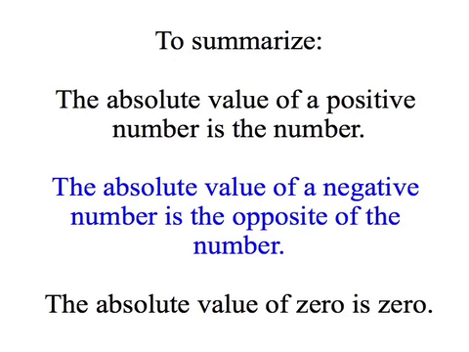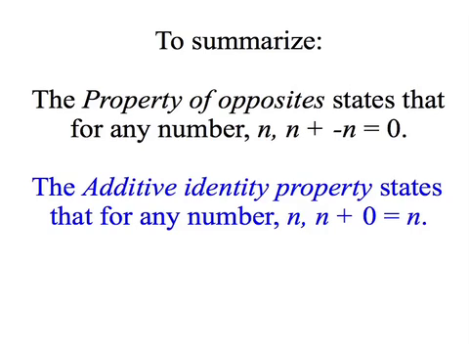To summarize, the absolute value of a positive number is the number. The absolute value of a negative number is the opposite of the number. The absolute value of 0 is 0. And here are two properties. The property of opposites states that for any number, the number plus its opposite is equal to 0. And the additive identity property states that a number plus 0 is itself.